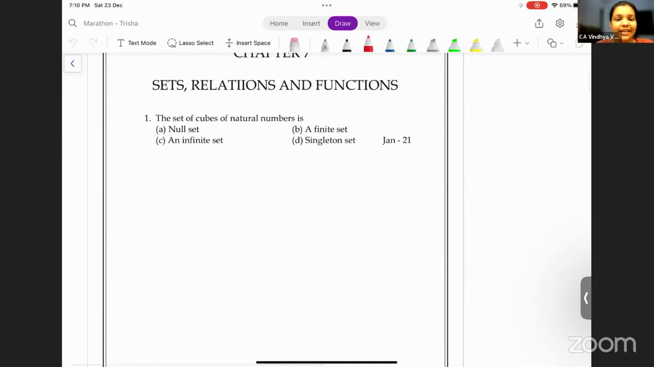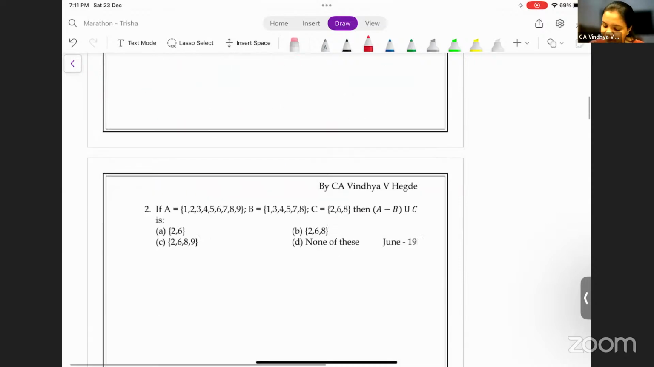Okay, first question. The set of cubes of natural numbers. What are natural numbers? 1, 2, 3, 4, 5, 6, and so on. All these are natural numbers. Set of cubes of natural numbers: 1 cube, 2 cube, 3 cube, 4 cube. You can go on till infinite terms. So can I say it is an infinite set? Set A is 1 cube, 2 cube, 3 cube, and so on. Natural numbers are infinite terms, so here also it will be an infinite set.